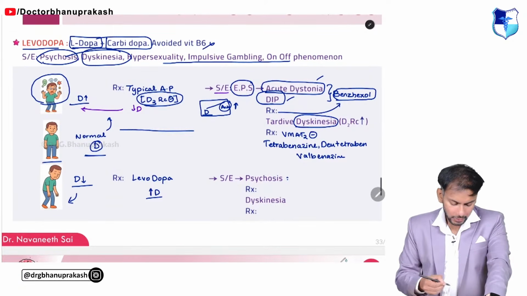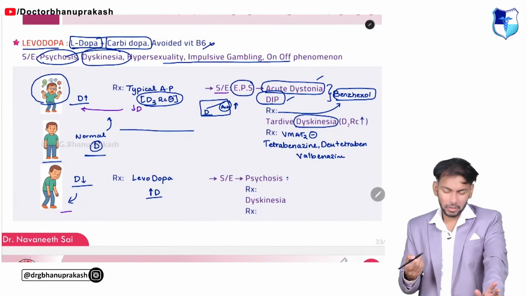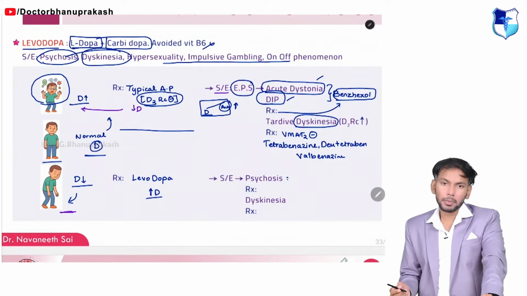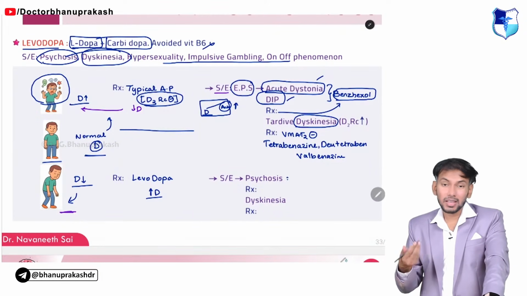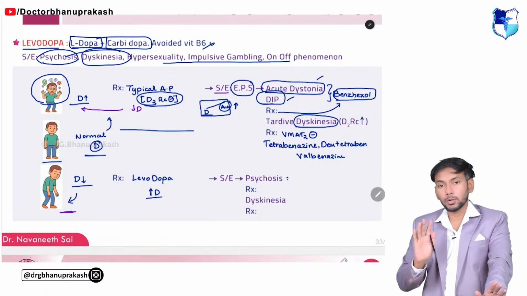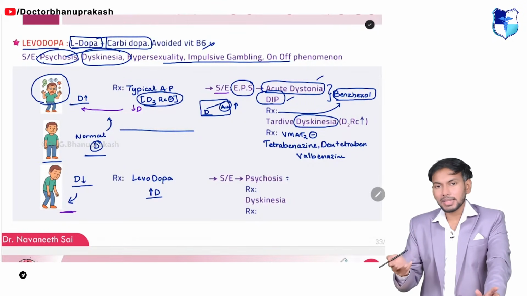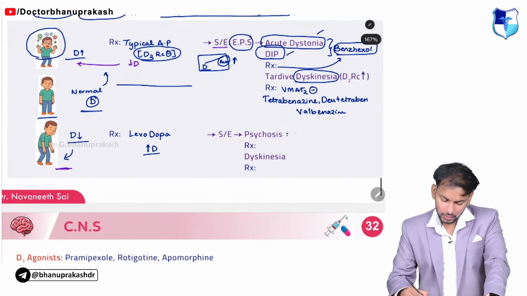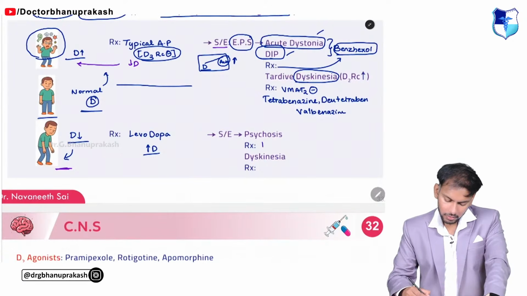Now, what would be the treatment for this? Can you decrease dopamine? No. See, if you decrease dopamine, it will worsen the Parkinson's disease. That is why you will give an atypical antipsychotic. It will not block the dopamine receptor. It will block the serotonin receptor. Now, what is that? It is pimavanserin.